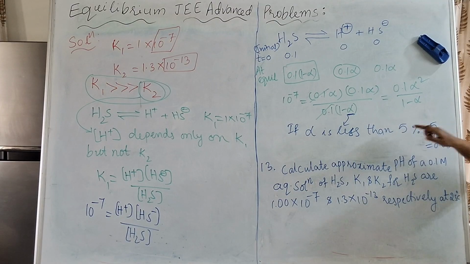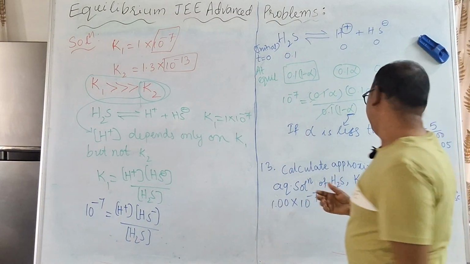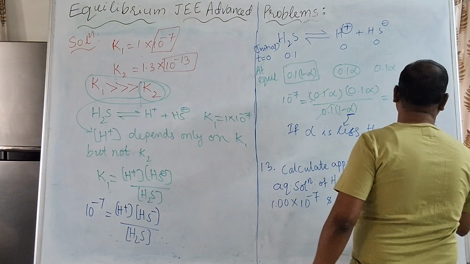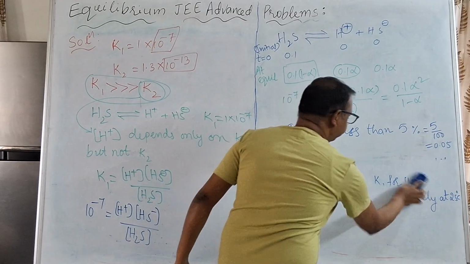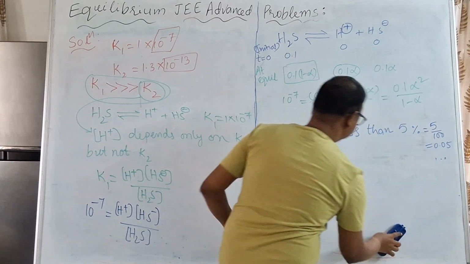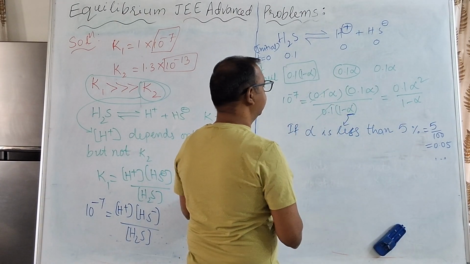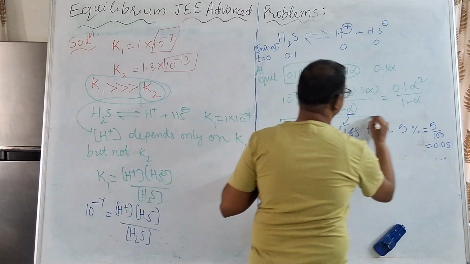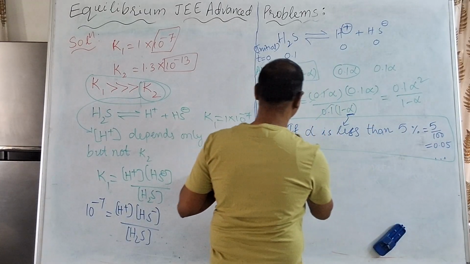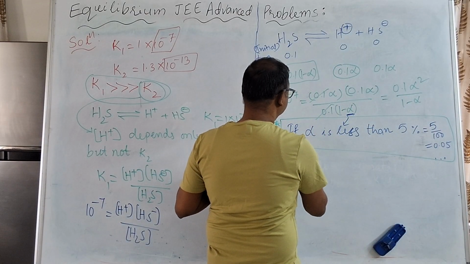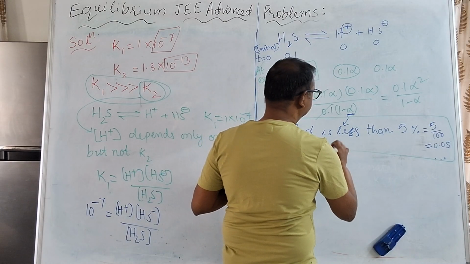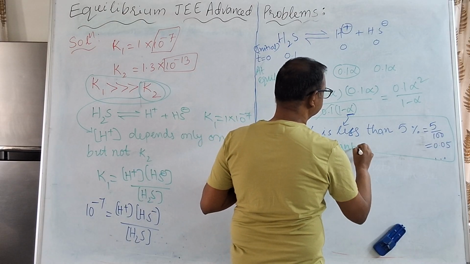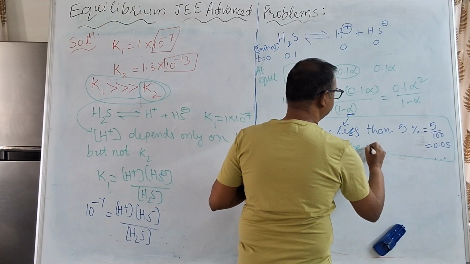If alpha is less than 5%, then alpha can be neglected. That point is important to remember. Not only for this problem, in every problem we have to keep that in mind. It's a very important point to keep in mind. If alpha is less than 10%, then alpha can be neglected.